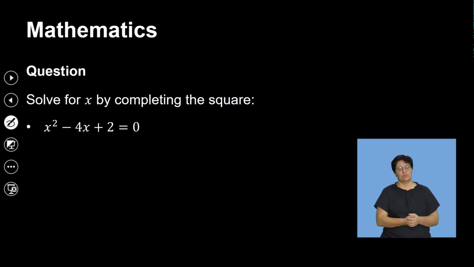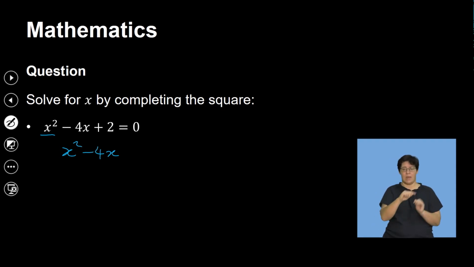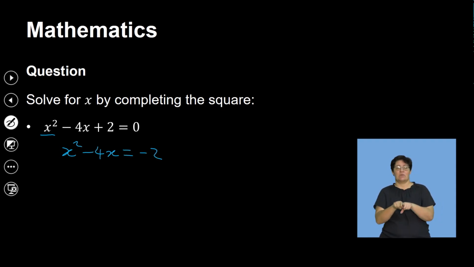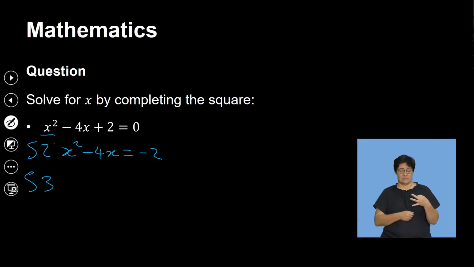Now let's solve this by the method of completing the square, right? I said always make sure the coefficient of x squared is 1. If it is 1, then you skip step 1. You go straight to step 2. So this will be x squared minus 4x equal to negative 2. That's my step 2, right? Let me just say S2. And then step 3 was you add half of the coefficient squared, right?